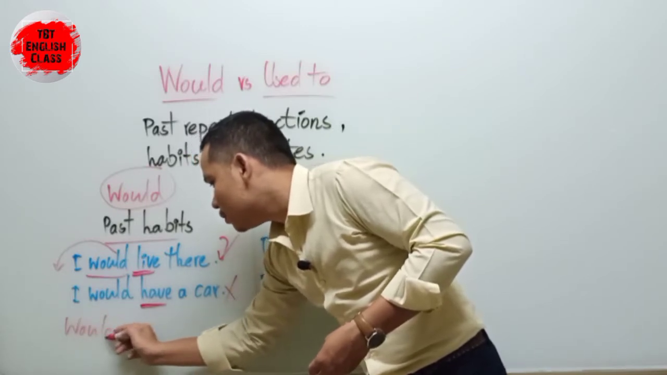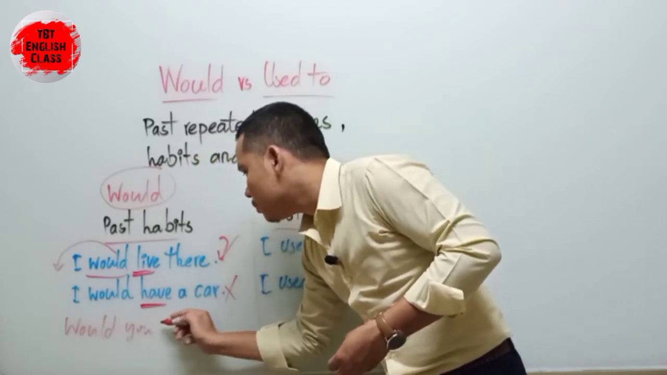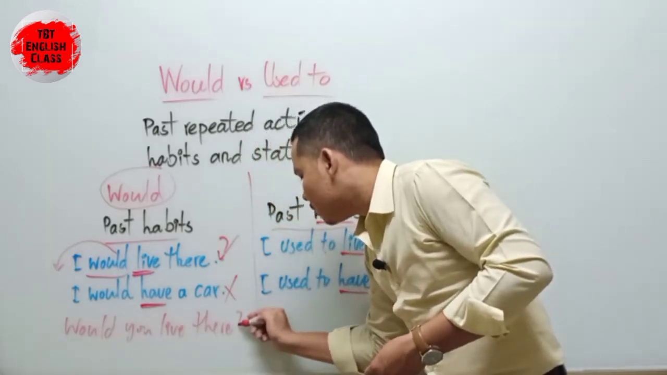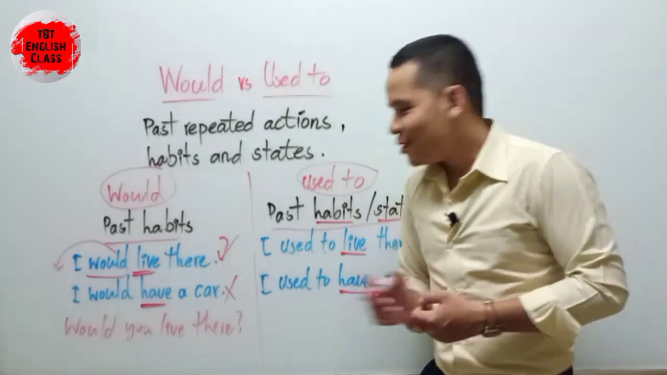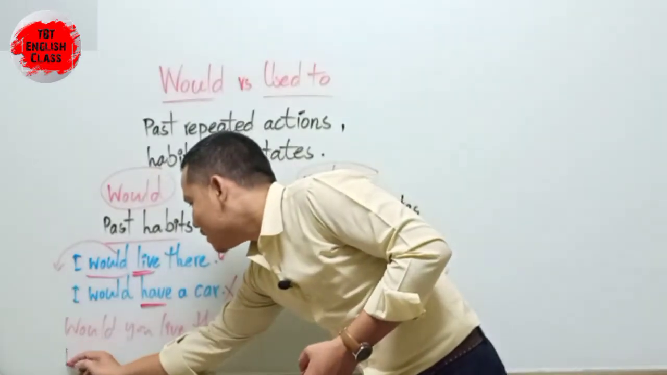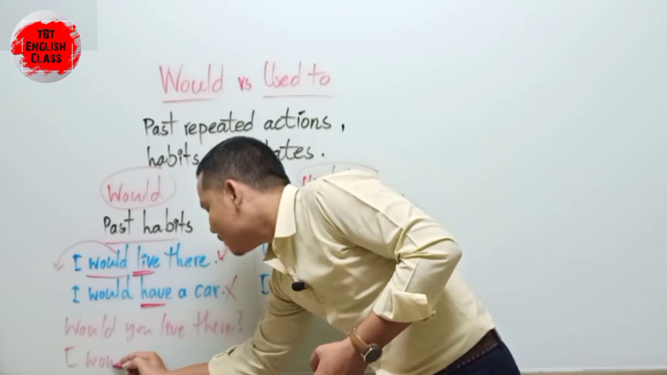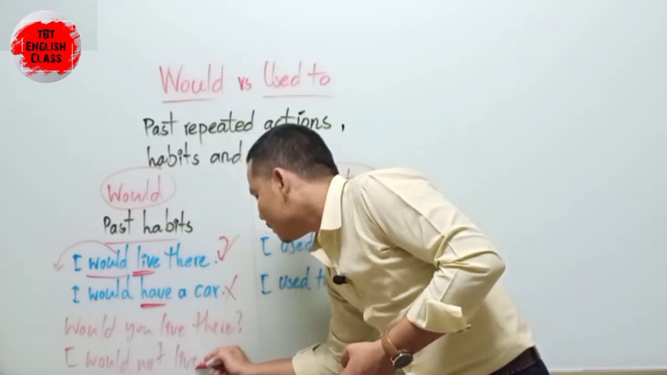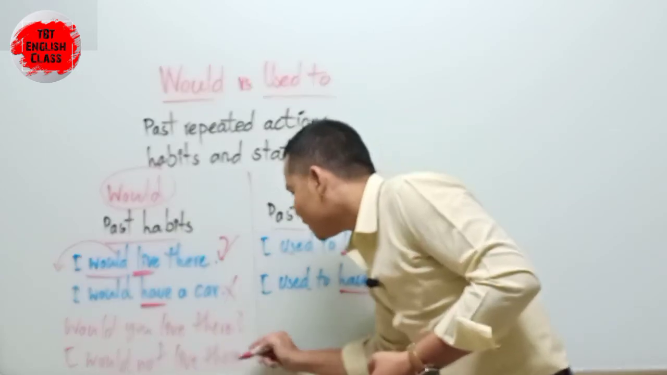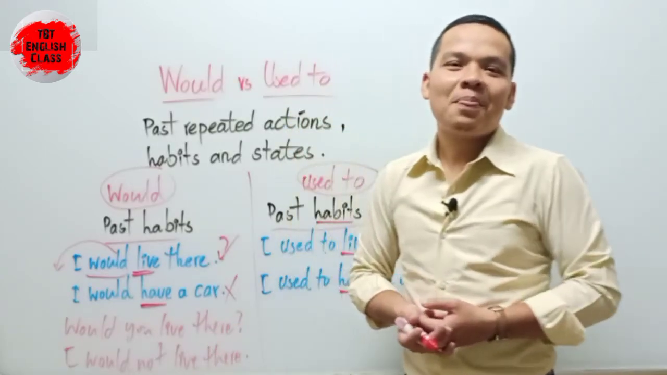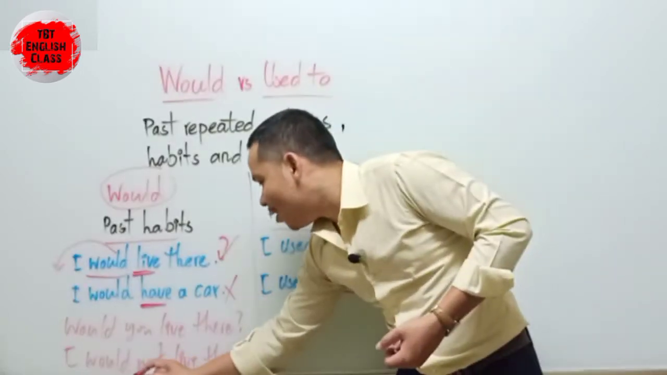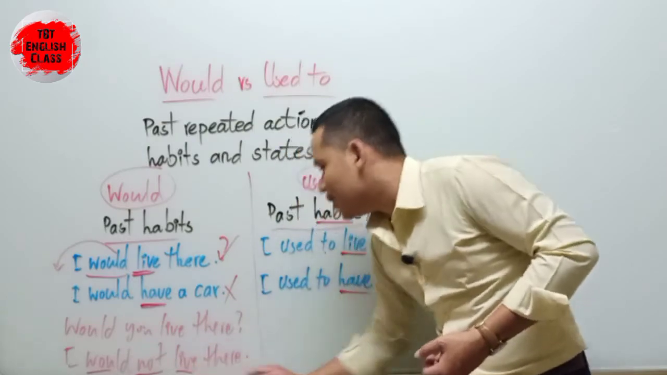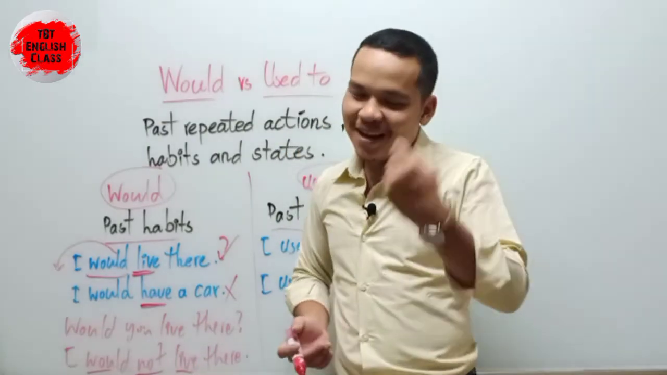You see the example, I write down. For questions, would you live there? Okay, so it becomes a question. So when I change this statement to negative, I say, I wouldn't or I would not live there. Yes, it becomes negative. We just add not in the middle of the auxiliary verb would and the main verb live. That's okay. Very easy, everyone.